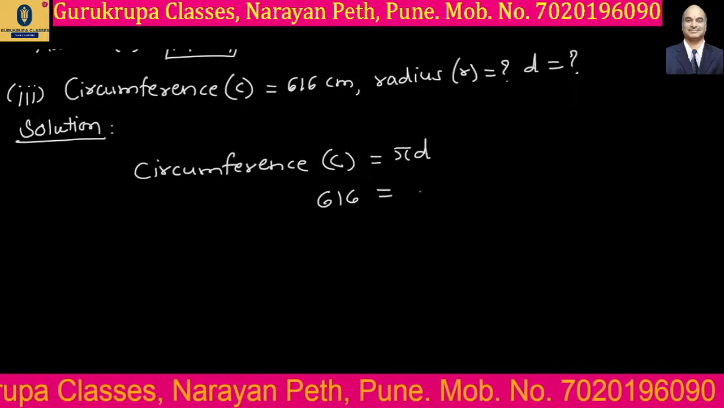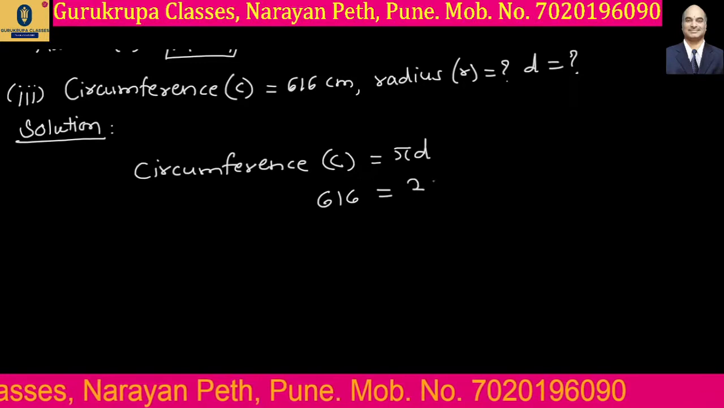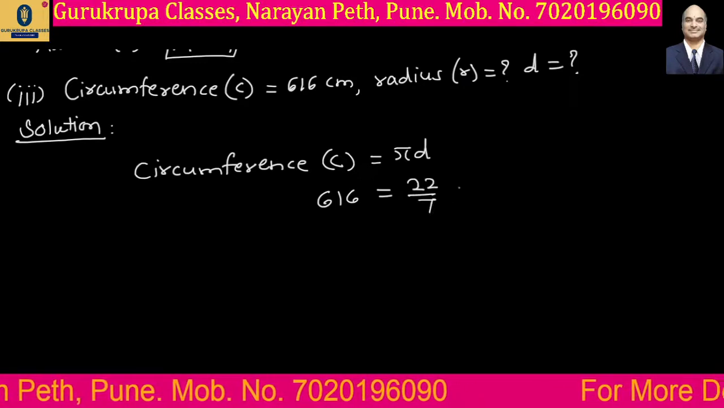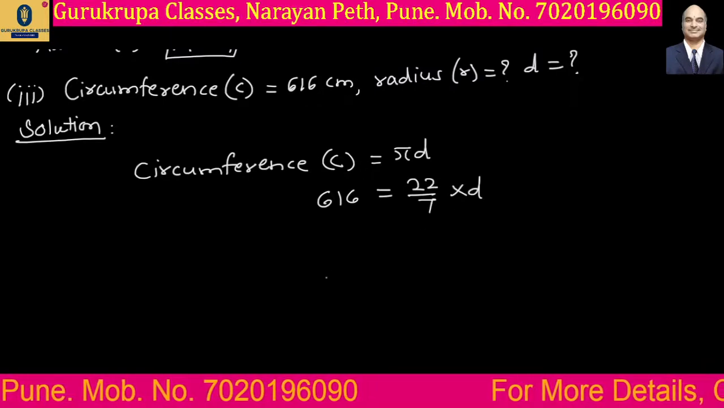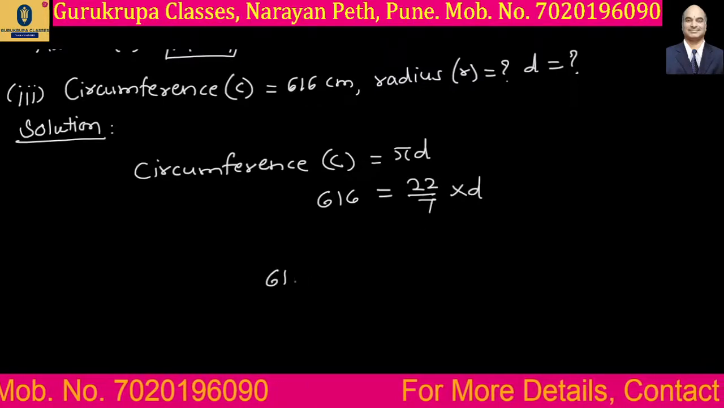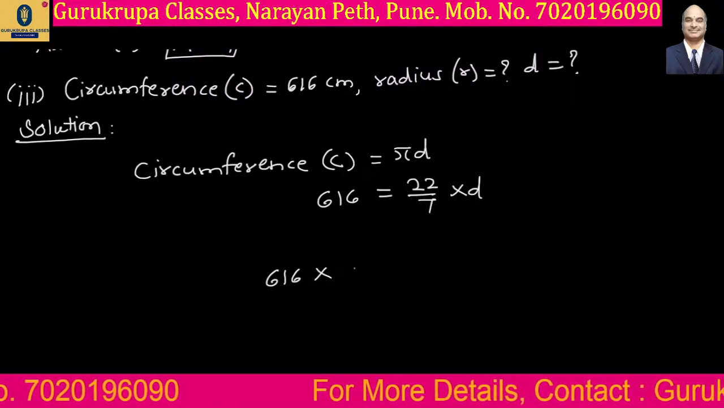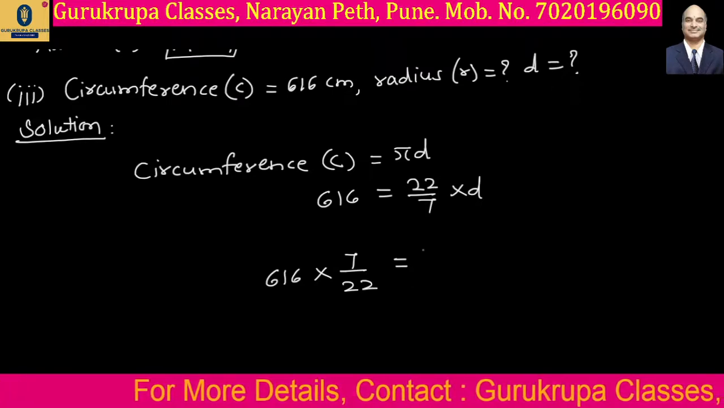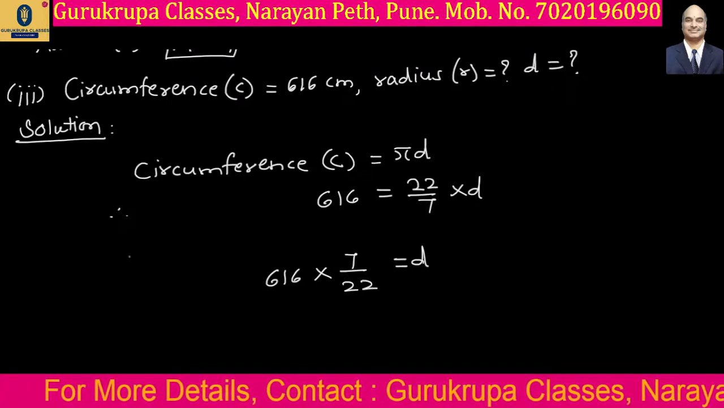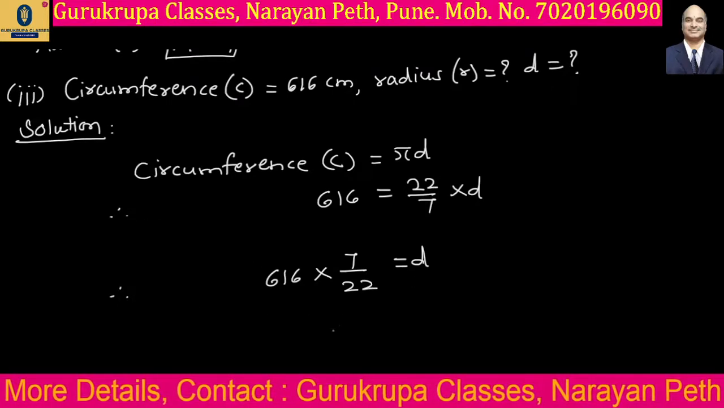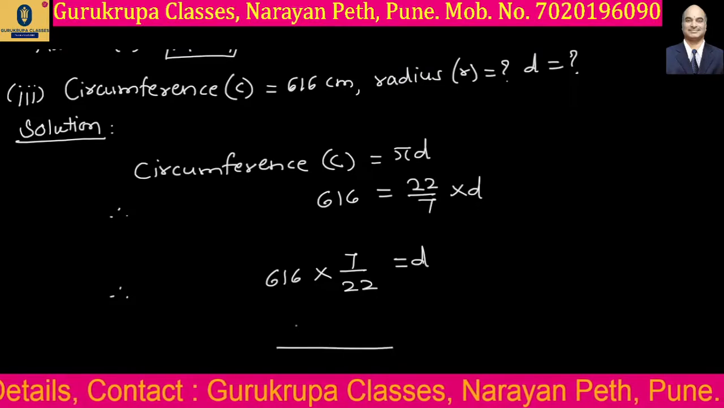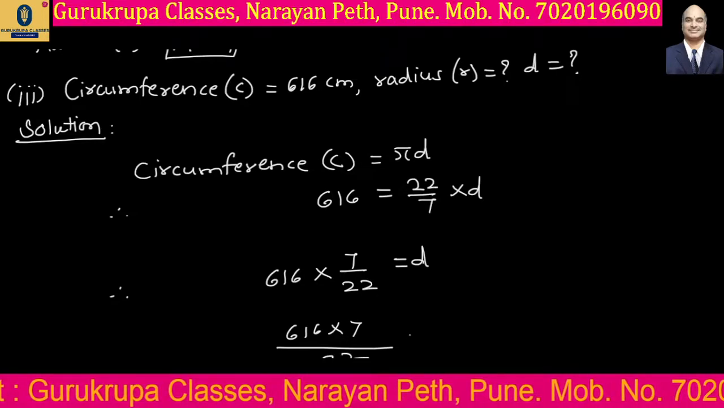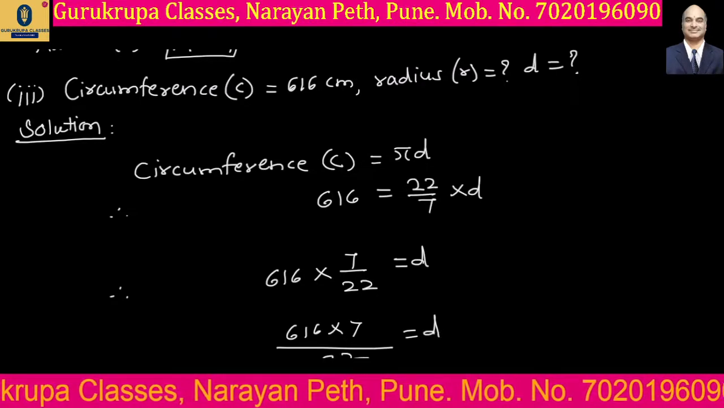616 is equal to 22 by 7 into D. Now 22 by 7 will be converted into reciprocal 7 by 22. When it transposes, side change, operation change. Okay. So for calculation, we have now 616 into 7 upon 22 here.